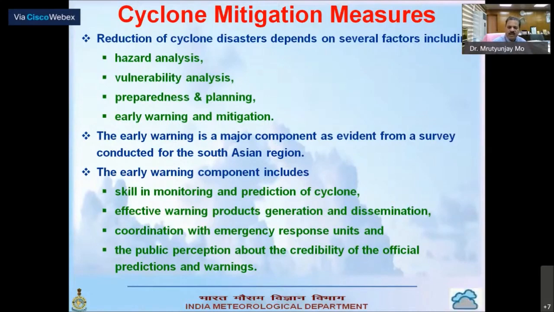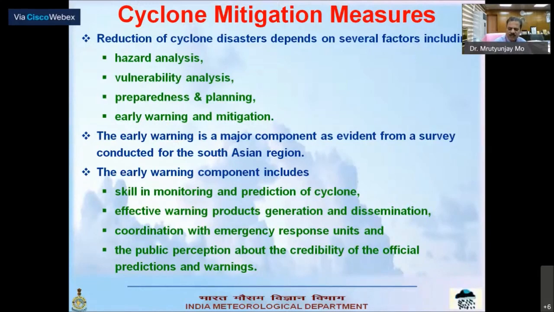And when I say early warning, it includes the skill in monitoring and prediction of the cyclones, effective warning products generation and dissemination, coordination with emergency response units like disaster managers and district collectors, and then public perception. If people believe your warning, then they will act. So official warnings should have credibility.